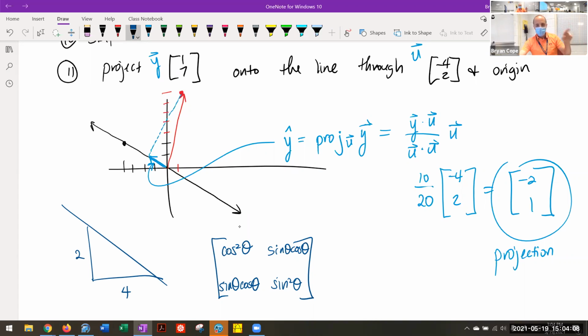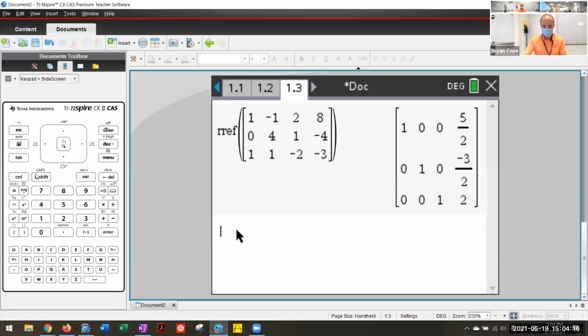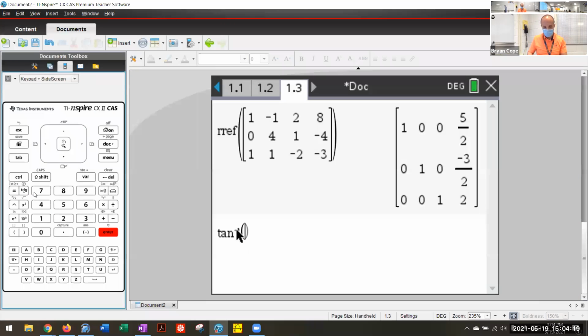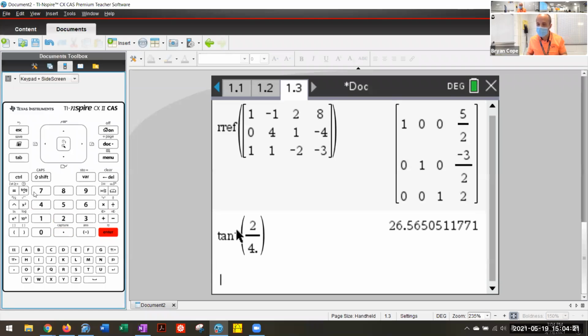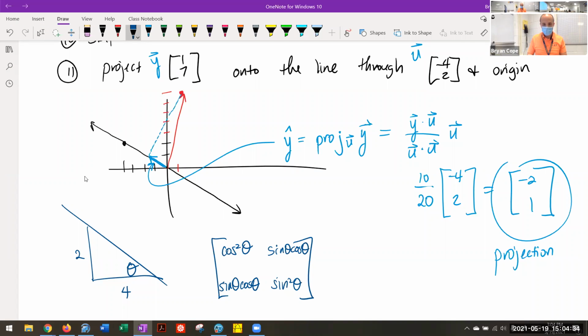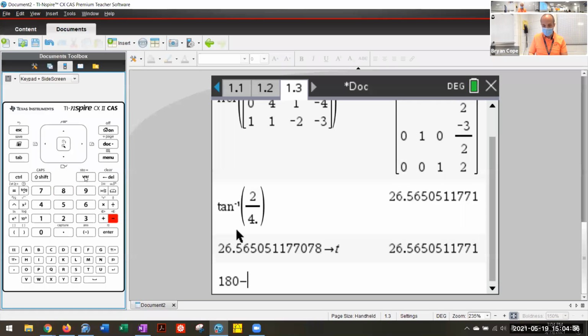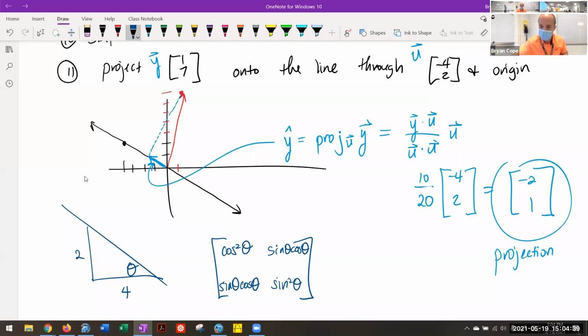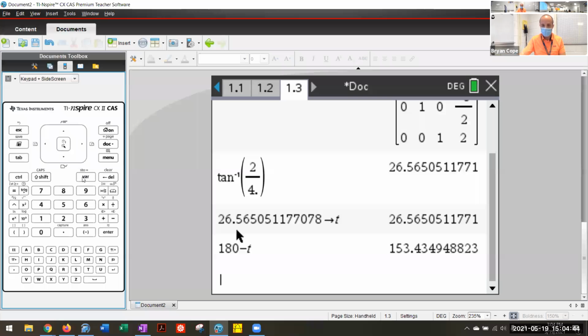Okay, so we're going to find the inverse tangent of 2/4. It's in degrees, fine. That's our angle, 26.5, whatever. I'm going to store that as t, and we don't add 90, we subtract it from 180. So we're going to do 180 minus t to get this angle of 153. So our theta for this matrix would be 153, and I'll store that as s.